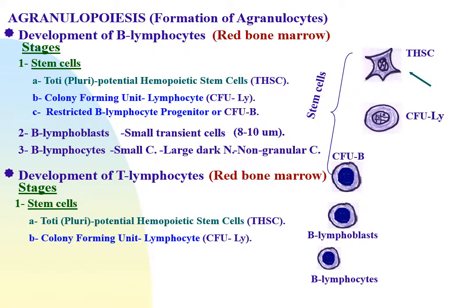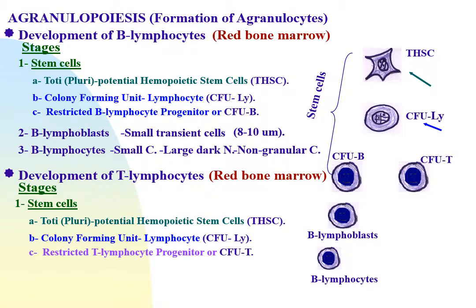Colony-forming unit lymphocyte. These are restricted stem cells for T and B lymphocytes. They are round cells with basophilic cytoplasm and large pale nuclei having prominent nucleoli. They divide and differentiate to form more restricted stem cells. Restricted T lymphocyte progenitors are colony-forming unit T lymphocytes. These are further restricted stem cells only to form T lymphocytes. They are rounded with lightly basophilic cytoplasm and a large rounded nucleus.